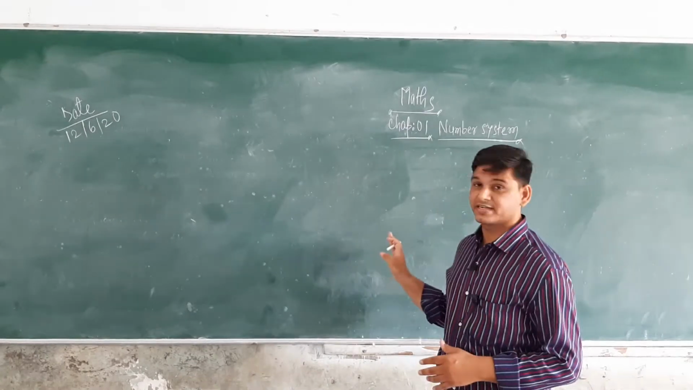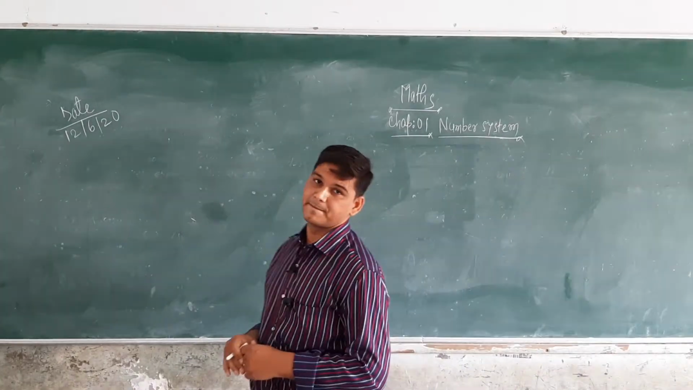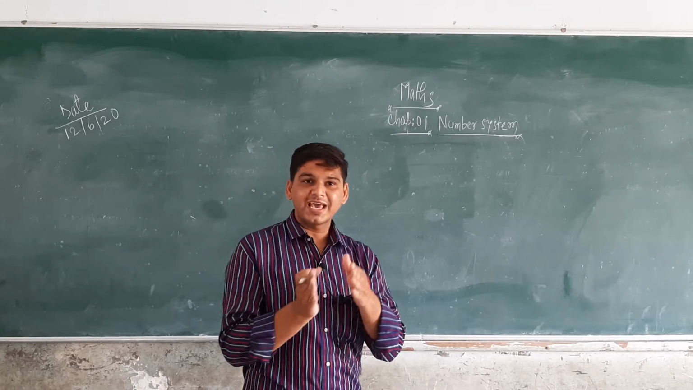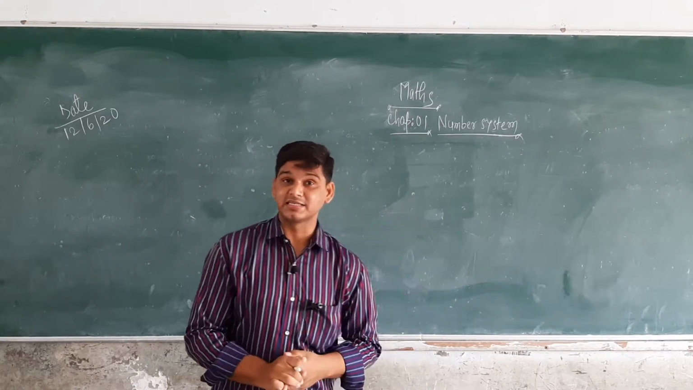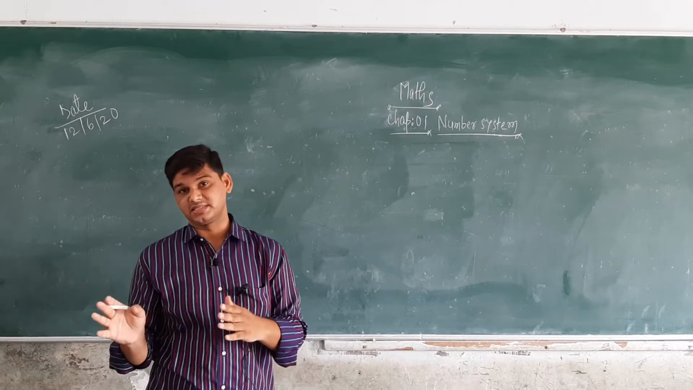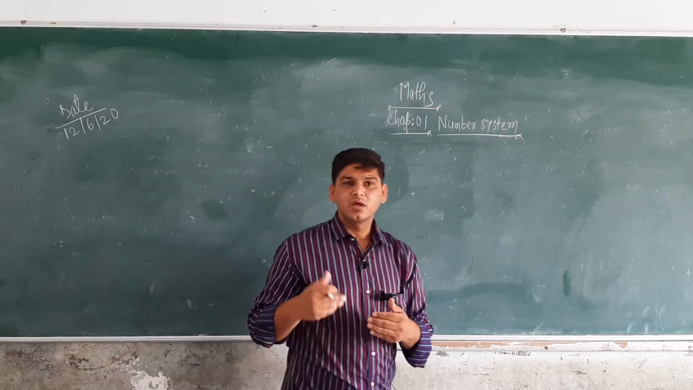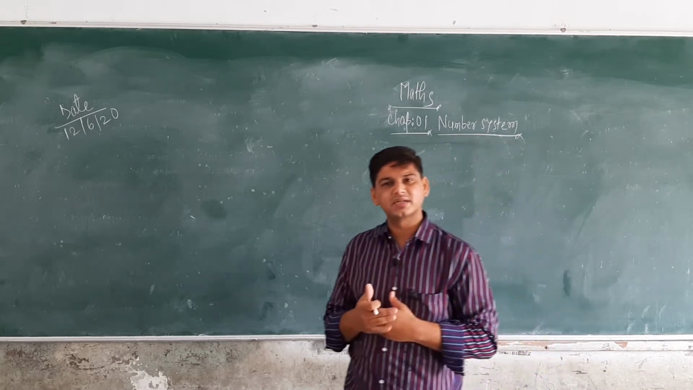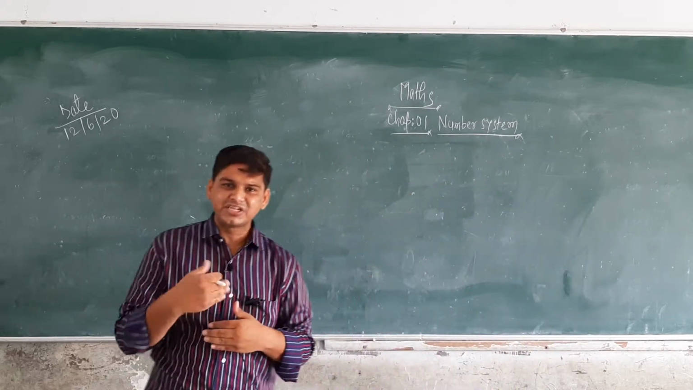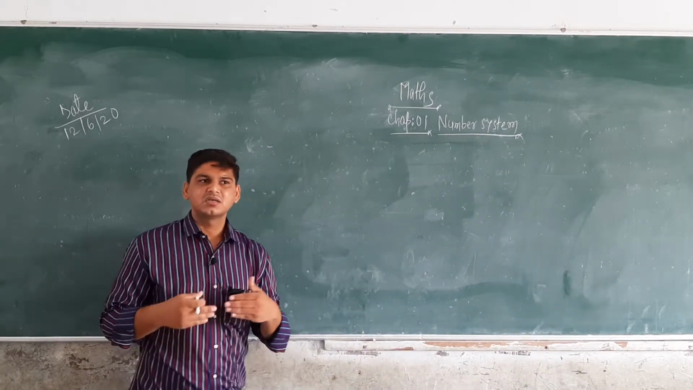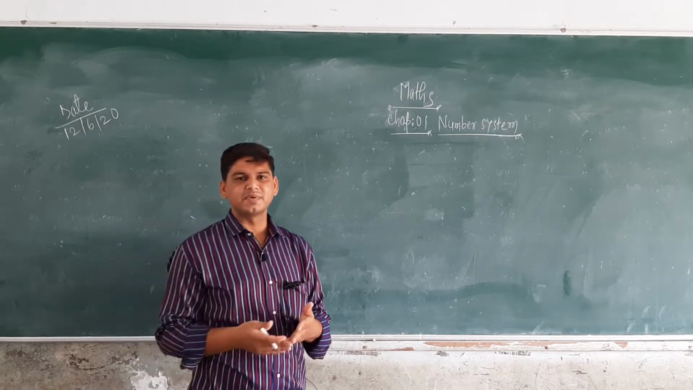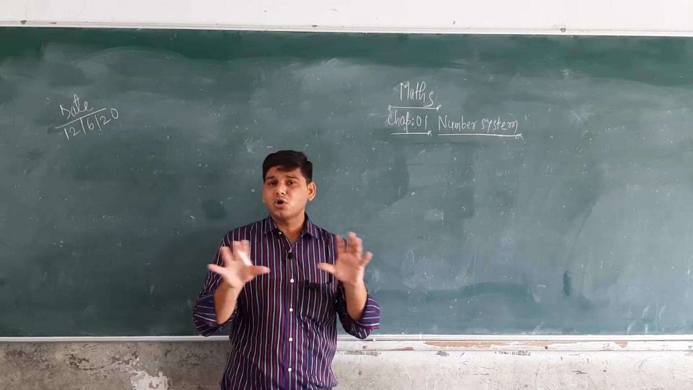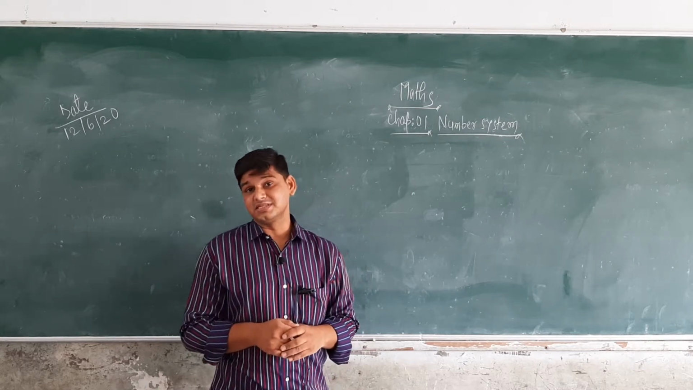The first chapter of standard 9th is the number system. Before starting the number system, we have already studied in the previous classes what a number system is. Generally, we know there are different forms of number systems like natural numbers, whole numbers, integers, rational numbers, complex numbers, real numbers, irrational numbers, etc. So these are all generally considered as a number system.